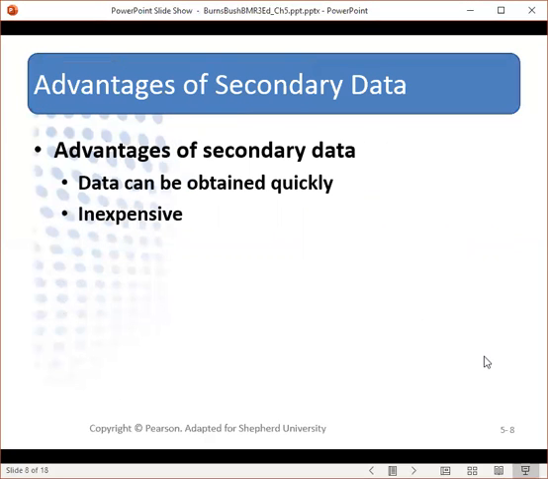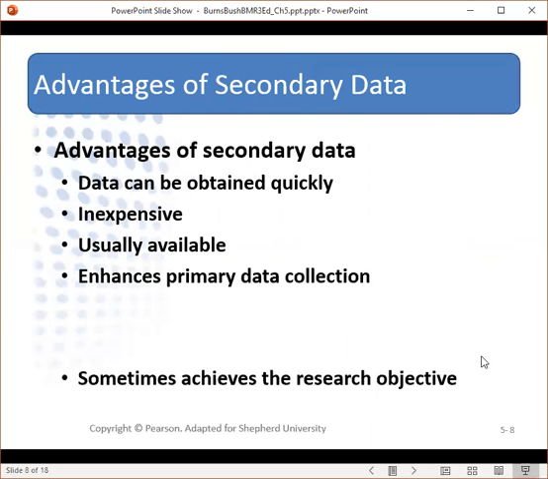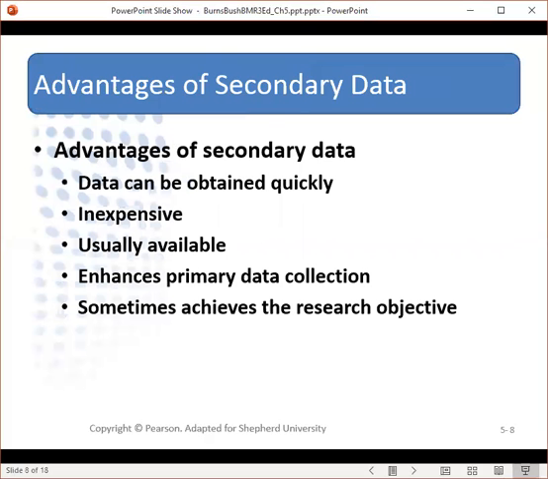So some of the advantages of secondary data are listed here. It can be obtained quickly and inexpensively. Usually it's going to be available, so you're going to be able to find some information that can help you. It can enhance your primary data collection by informing you on the problem domain so that you know better what to ask for. And sometimes you can even achieve your research objectives with the secondary data, and you don't need to conduct primary research.